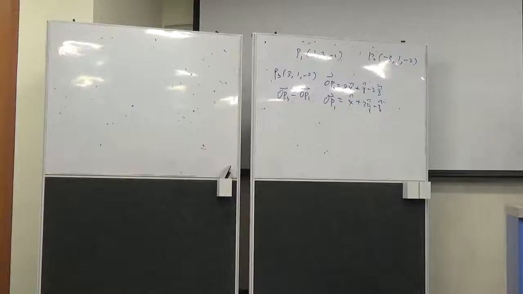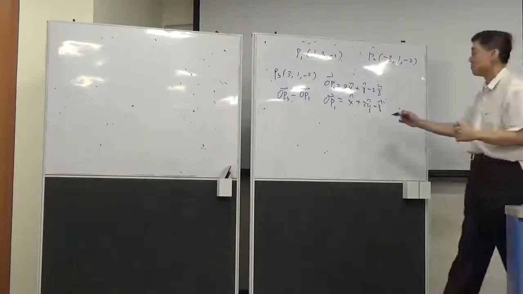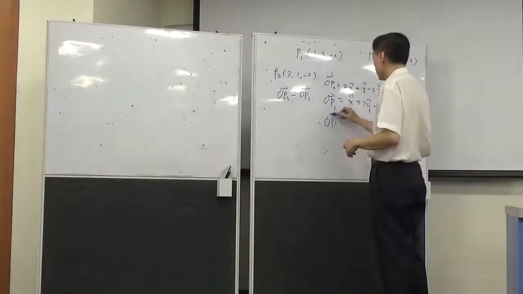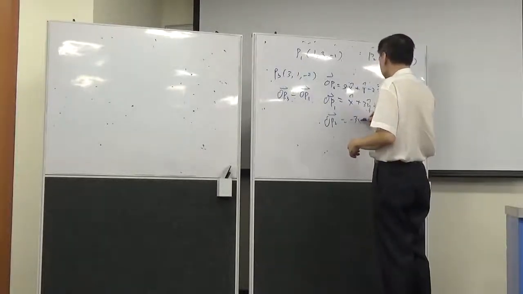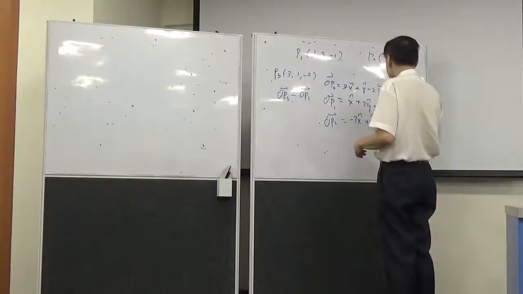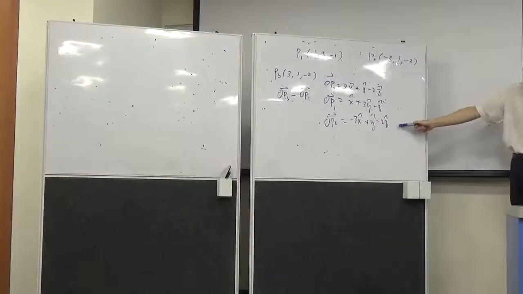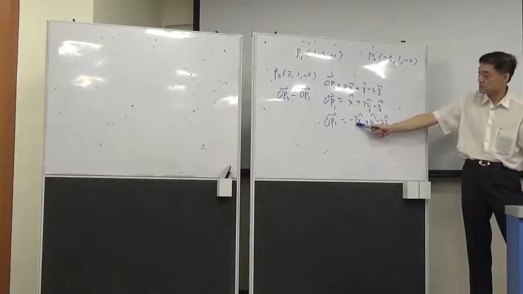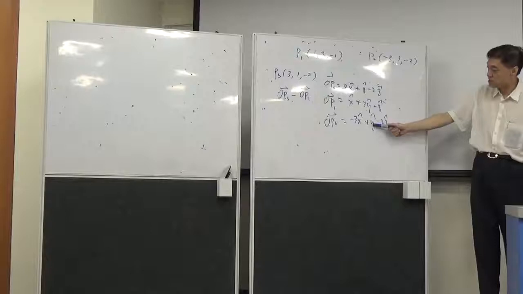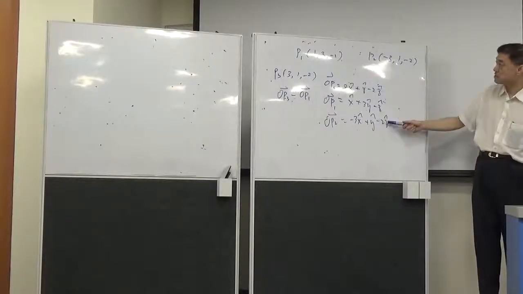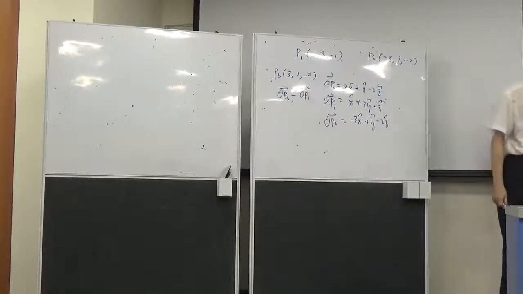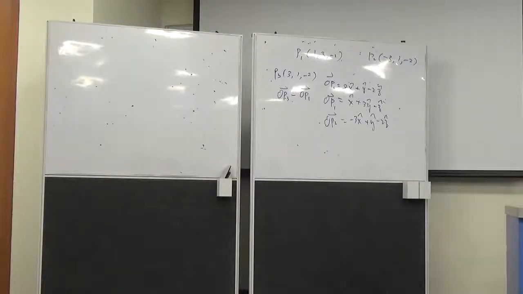Alright, no issue. OP3 minus OP2. Well, what is OP2? OP2 is equal to minus 3x plus y minus 2z. So OP3 minus OP2: 3 minus minus 3 is plus 6. 1 minus 1 is 0. Minus 2 minus minus 2 is equal to 0. So it's 6. Alright? So, okay.